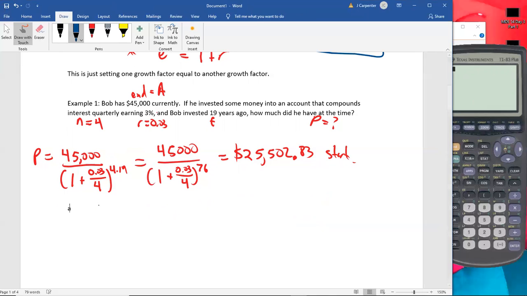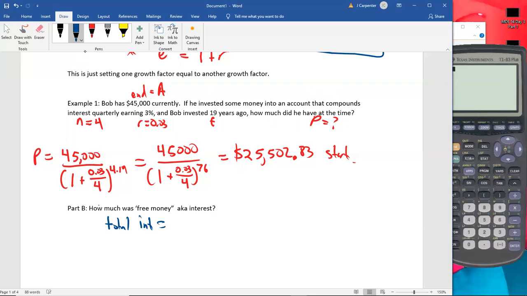Part B. How much was what I like to call free money, aka interest? I'm not asking for the interest year 1. I'm not asking for the interest year 5. I'm not asking for the interest year 19. I'm asking for all of the interest.